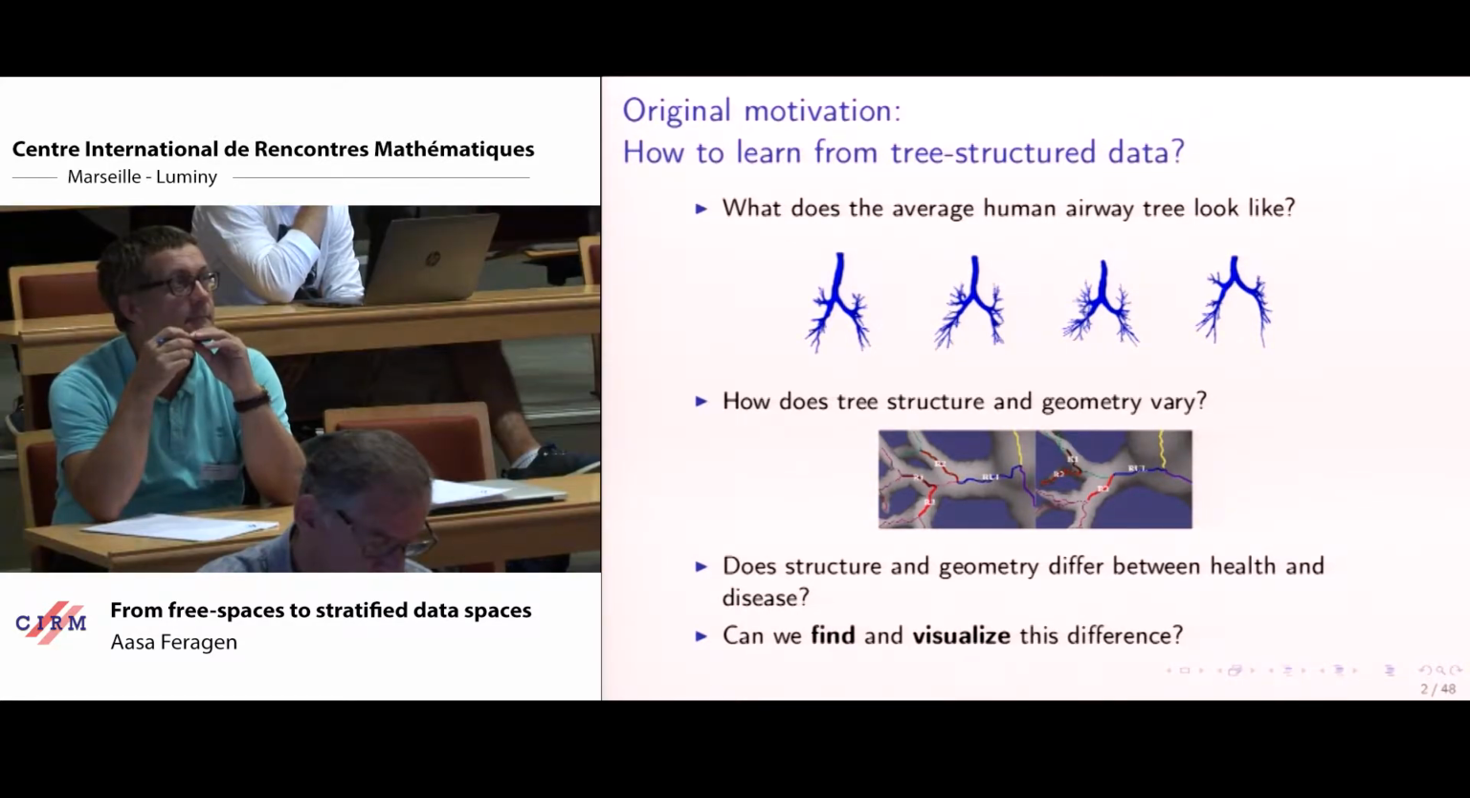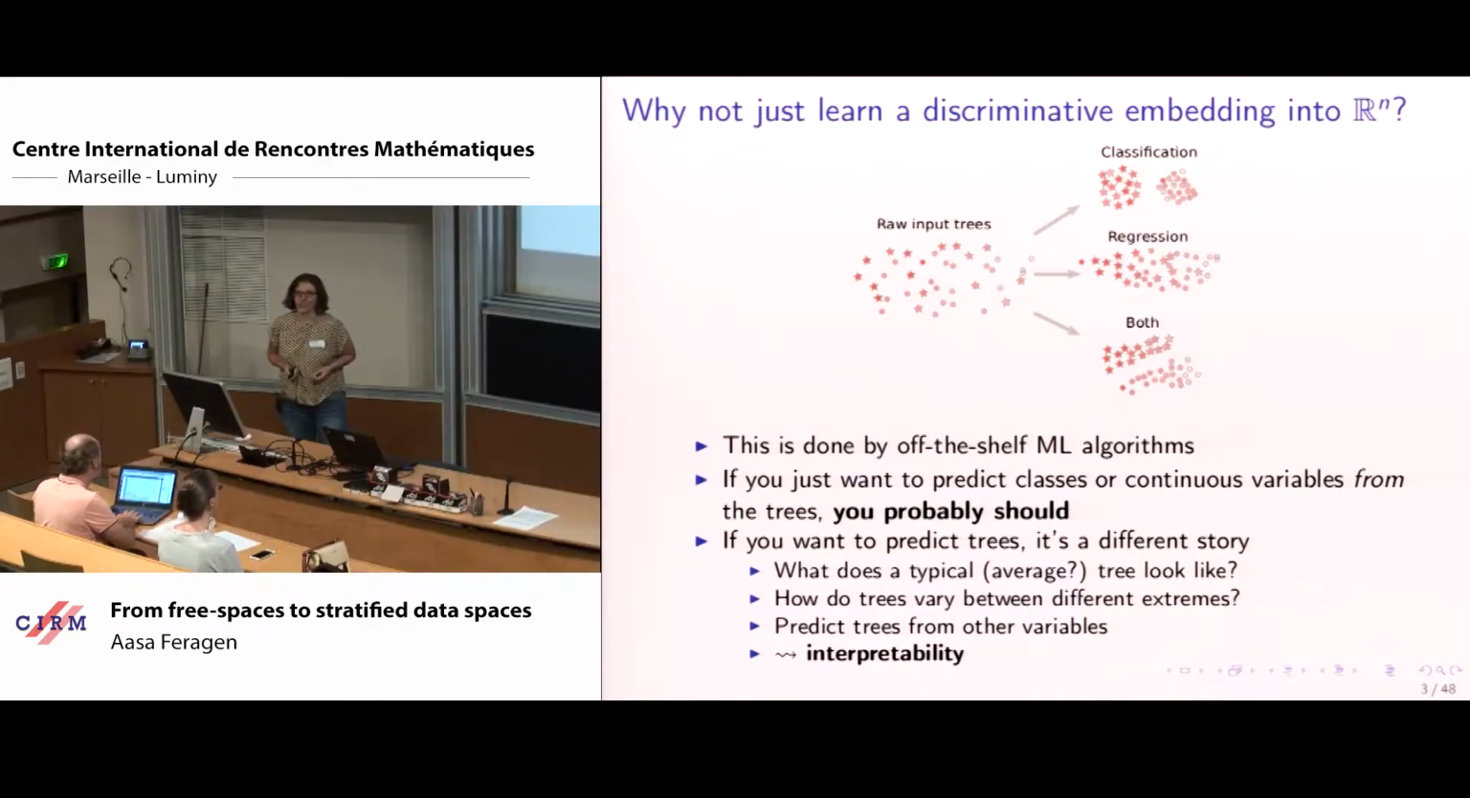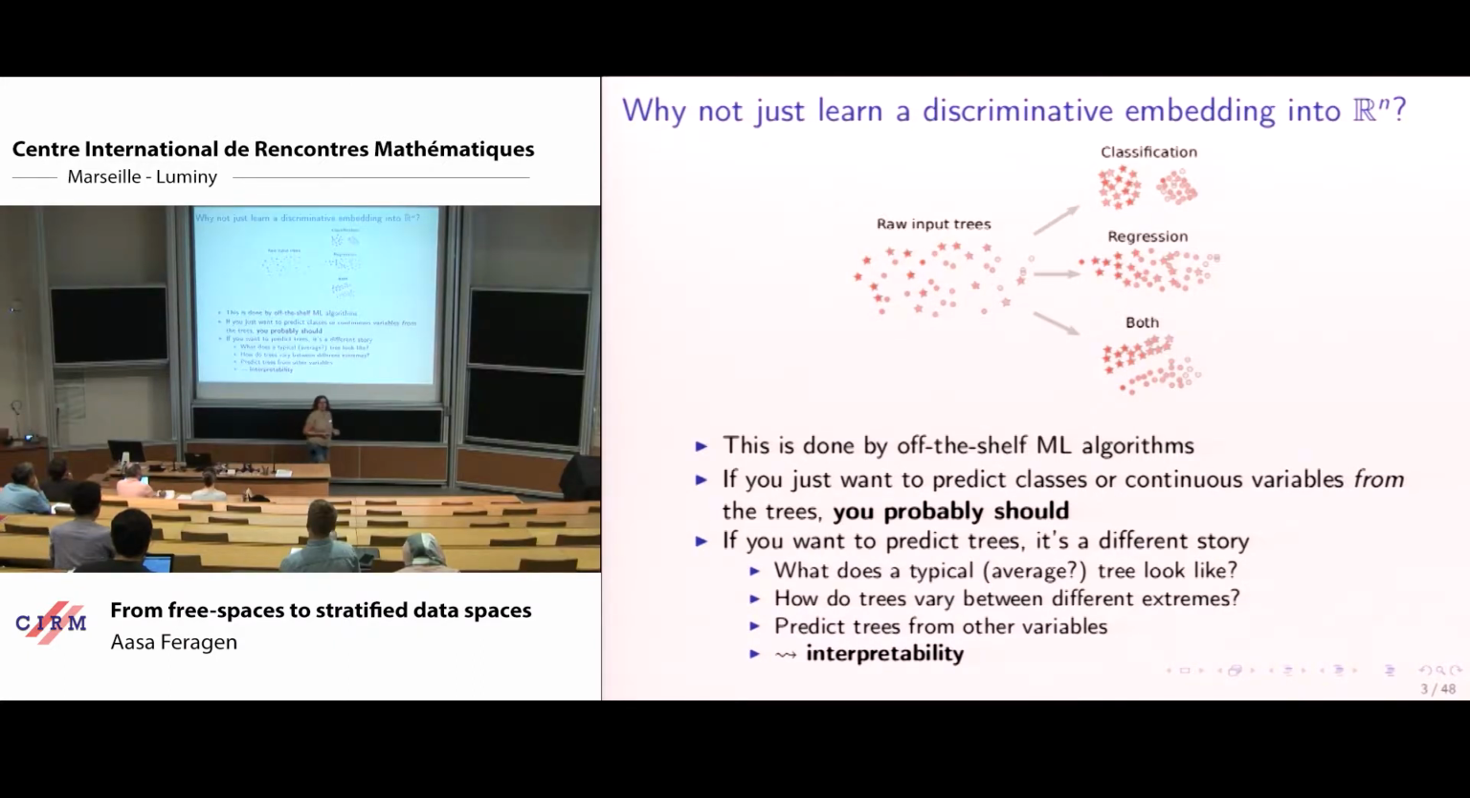Now, often if I talk to machine learners, for instance, they say, well, why don't you just use a kernel? Or these days they say, why don't you just use a neural network? And what kernels or neural networks do is they learn discriminative embeddings of your data into some linear space, and then they use classification algorithms in those linear spaces. And quite frankly, in my experience, if all you want to do is predict classes from trees, or continuous variables from trees, you probably should do that. Because those tools that exist, they work very well.